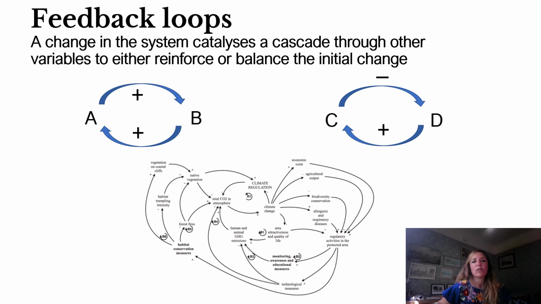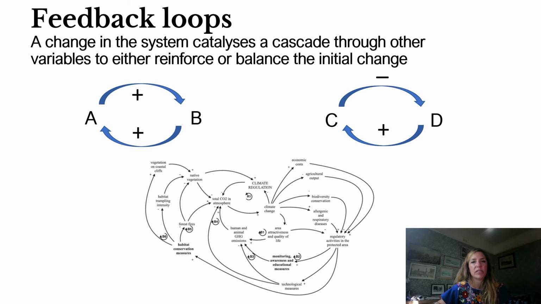So the central element of a causal loop diagram is the feedback loop. This is one of the main reasons to begin drawing causal loop diagrams, because it helps you identify those dominant feedbacks in a system and understand potential intervention points. And so what feedback loops denote is that there are changes in the system that catalyze a cascading effect through other variables. And this effect either reinforces or balances the initial change.